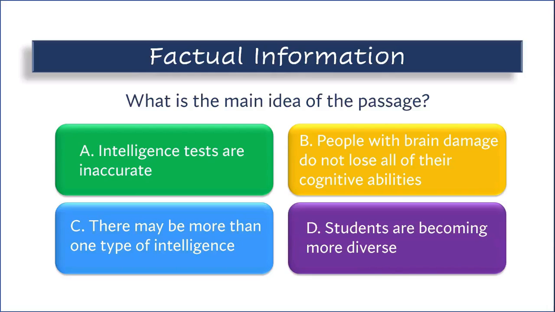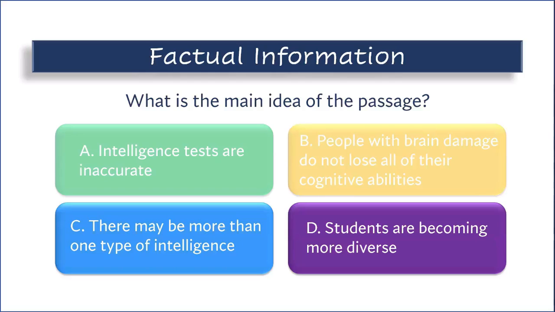Let's look at each of these answers and eliminate the incorrect ones. A is incorrect because while it might be inferred from the passage, it is never directly stated. B is mentioned in paragraph 6. Quote, he also cites descriptions of individuals with brain damage, some of whom lose one particular form of intelligence, like the ability to talk, but retain other forms. However, this is only mentioned once and is a minor detail, so it is incorrect.